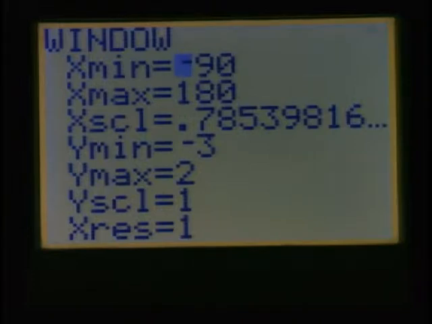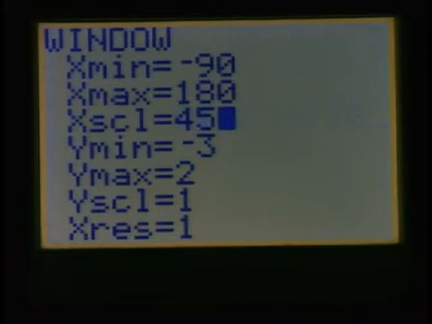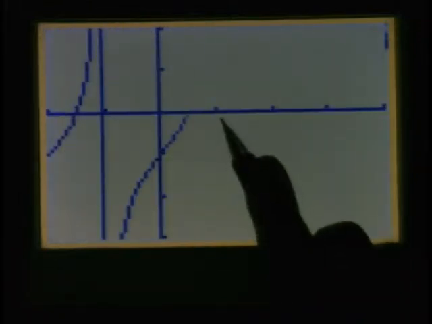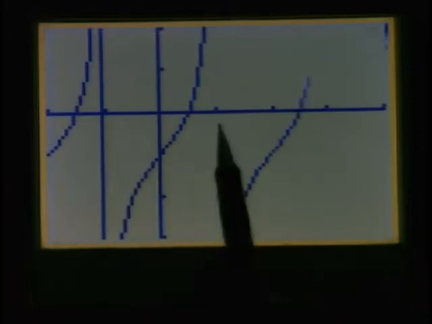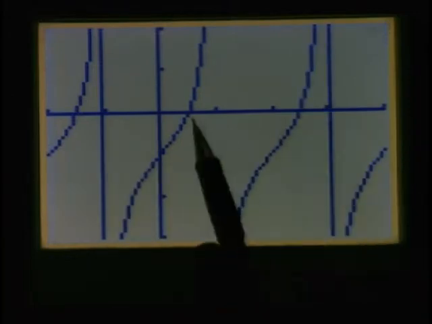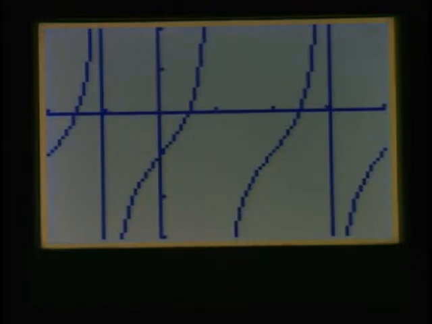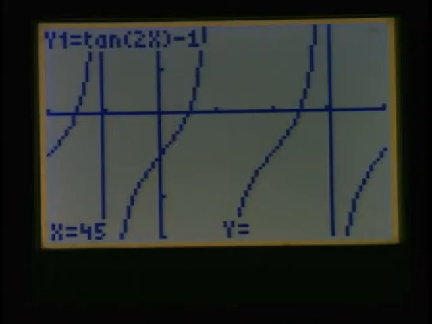So I'll change that setting to be, what did we say? 45 degrees, I believe, right? Okay, now it should look much nicer. Here's 45 degrees. There's negative 45, etc. And so look, there's your value right there. And if you turn trace on now, and we punch in pi or half of 45, right?